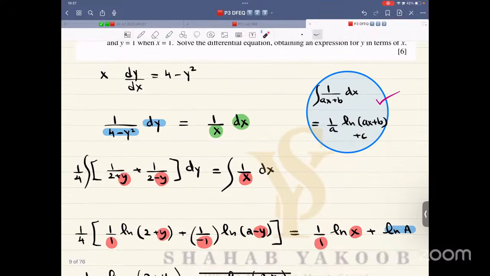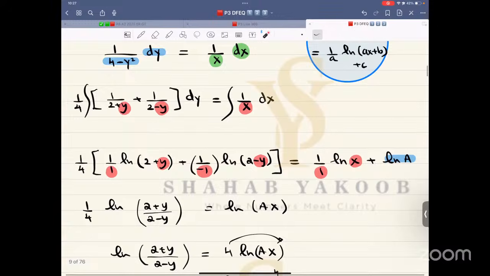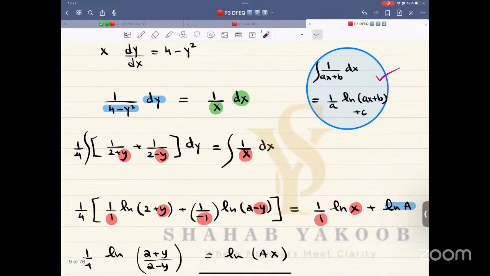Now, before you start integration, again simplify. So this was done in part 1. 1/4 is taken common. 1 over 2 plus y, 1 over 2 minus y. The second most important thing is that the coefficient of y is -1. Depend and also focus on the technique of integration.